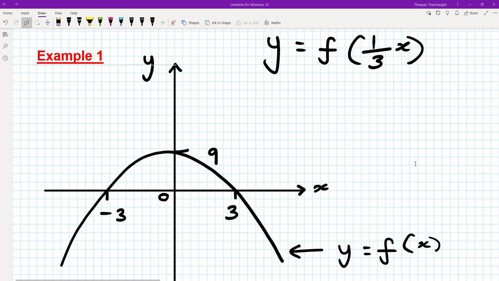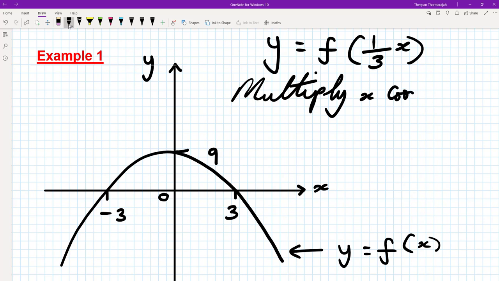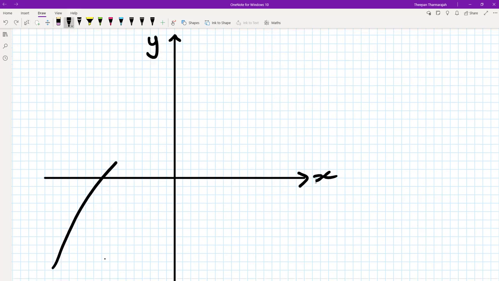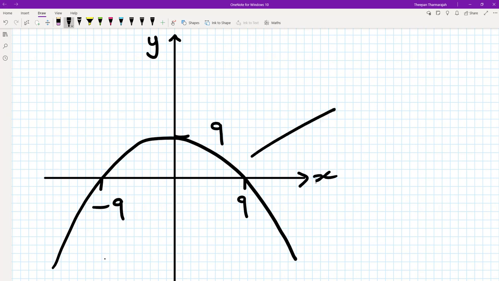Now the other case we're going to look at is y equals f of a third of x. Now don't forget, it's inside the bracket, so it affects the x coordinates. So instead of dividing by 3, we're going to multiply x coordinates by 3. So in our case, minus 3 and 3 will be multiplied by 3 to give me minus 9 and 9. So now when we draw a new graph, this will now be minus 9 and 9, and this is the point 9 on the graph, and this will be the graph of f of a third of x.